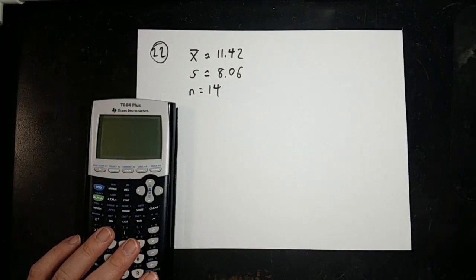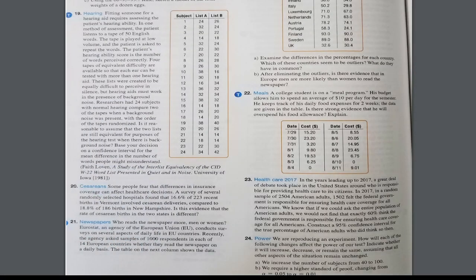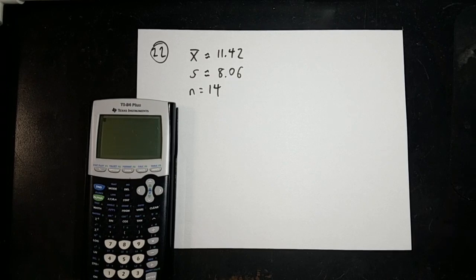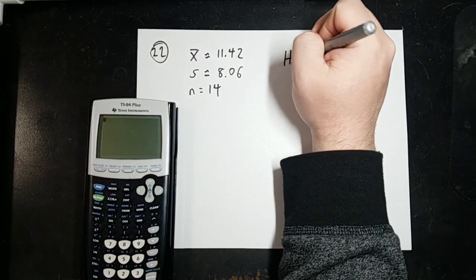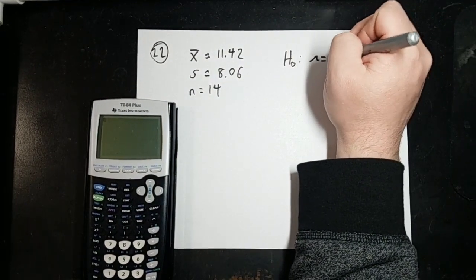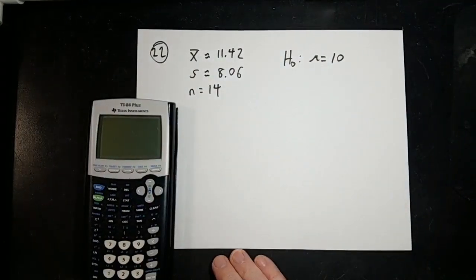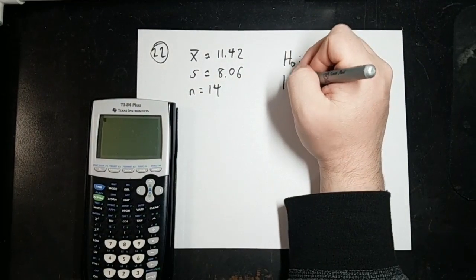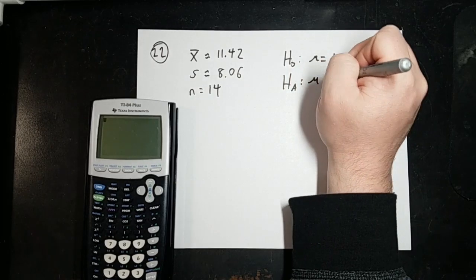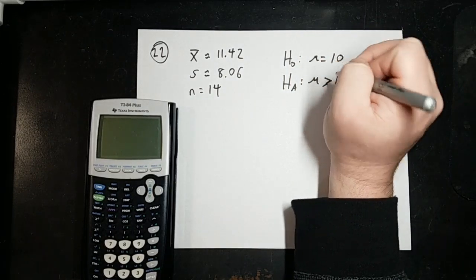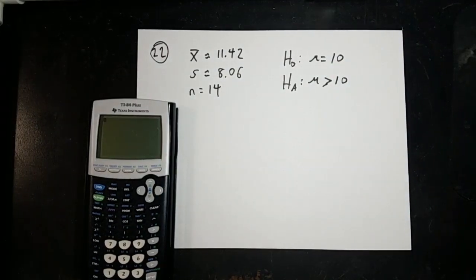Now going back to the question itself. Is there strong evidence that he will overspend his food allowance? His food allowance is $10 a day. Null hypothesis: mu is equal to 10. They're looking at him overspending. So the alternative is mu being greater than 10.